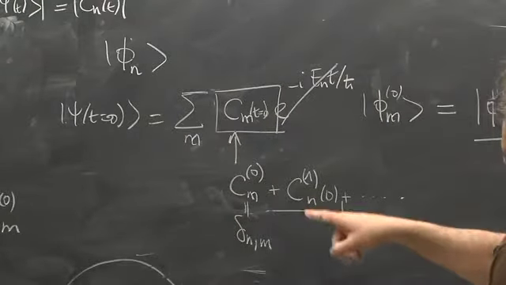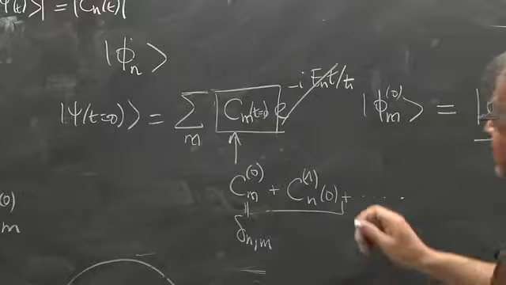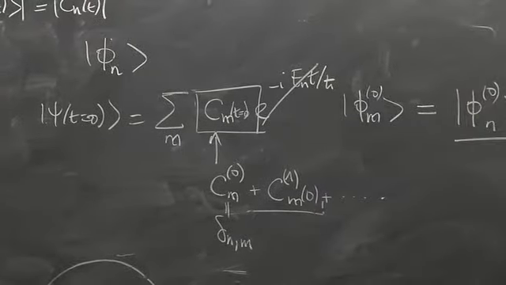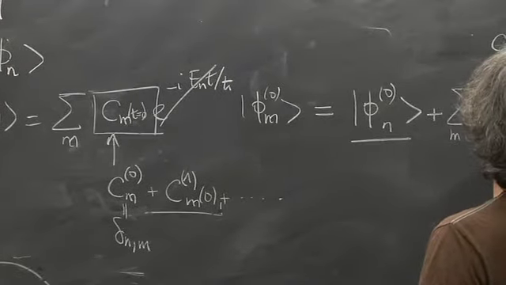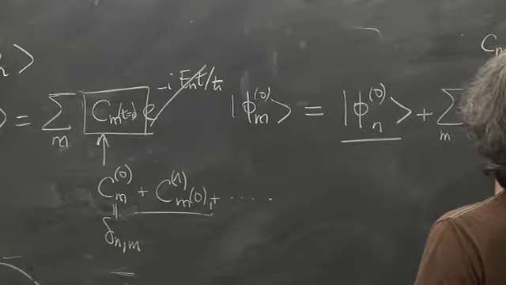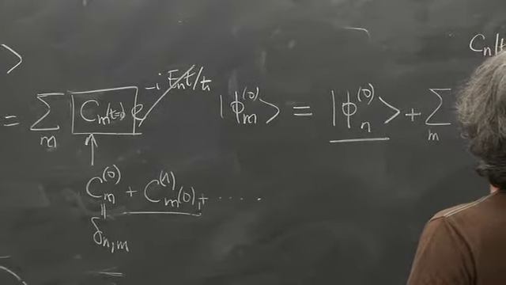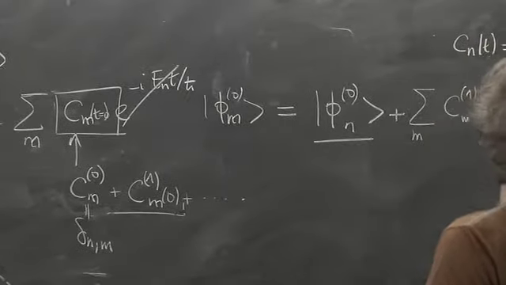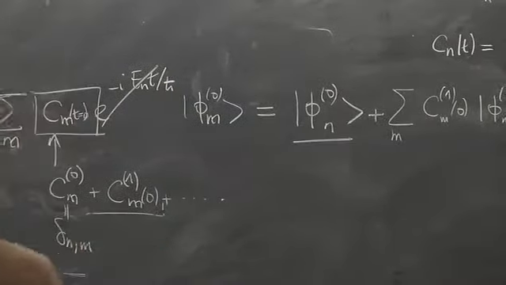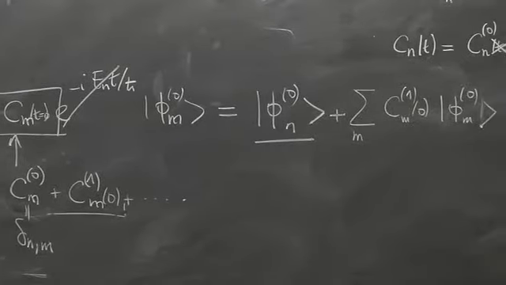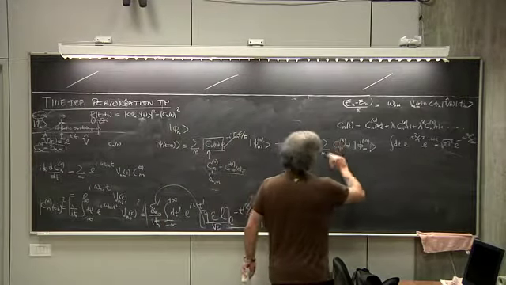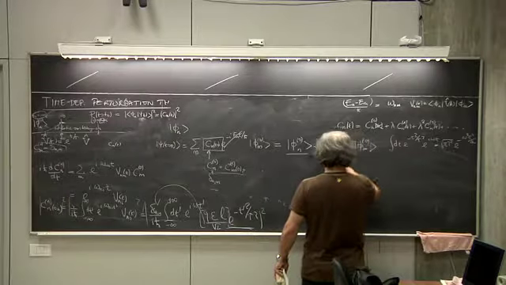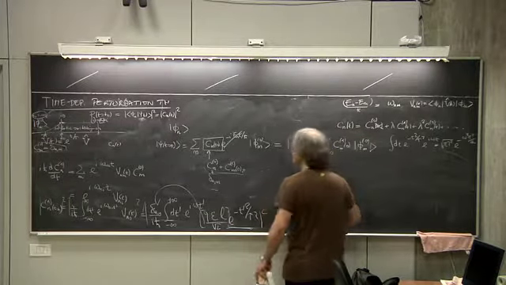Then I have the second piece, which will give me the sum over m of C1m of 0 times phi 0 m. So this is the result that I need. By the way, this is only phi m for m different from n.